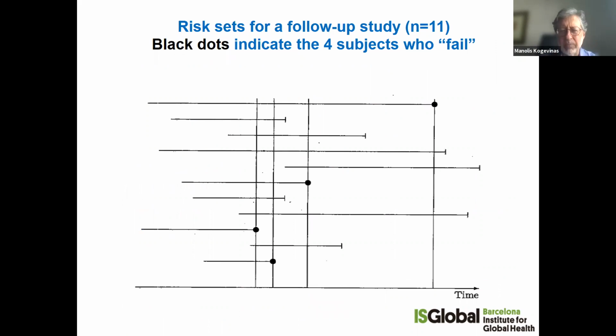Mary went a bit through that, but I want to go through it again. Say we have a follow-up study of 11 subjects, and the black dots are the subjects who fail. In the nested case control study, you would take the person who failed, who got the disease, and you would randomly select a control from this risk set. The risk set could be defined by age, sex, country, or whatever. From all the people who at this point in time were alive, didn't have the disease, and had the same age and sex, you would randomly pick a control.